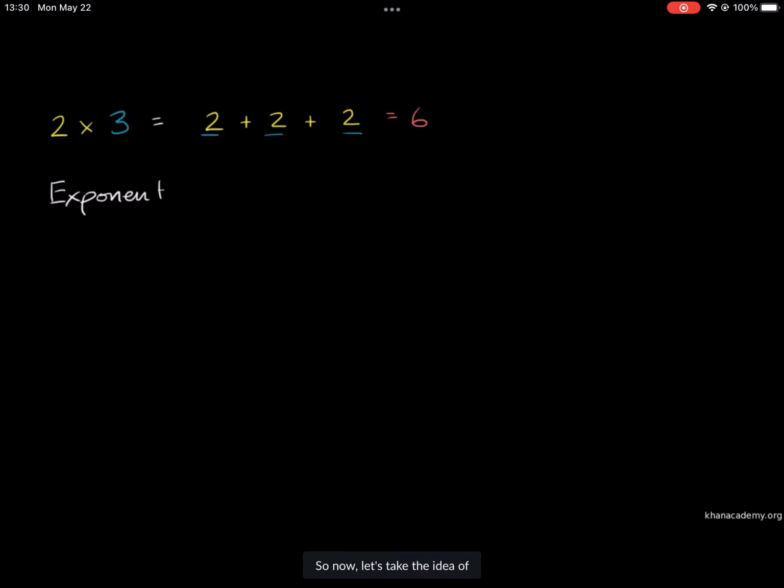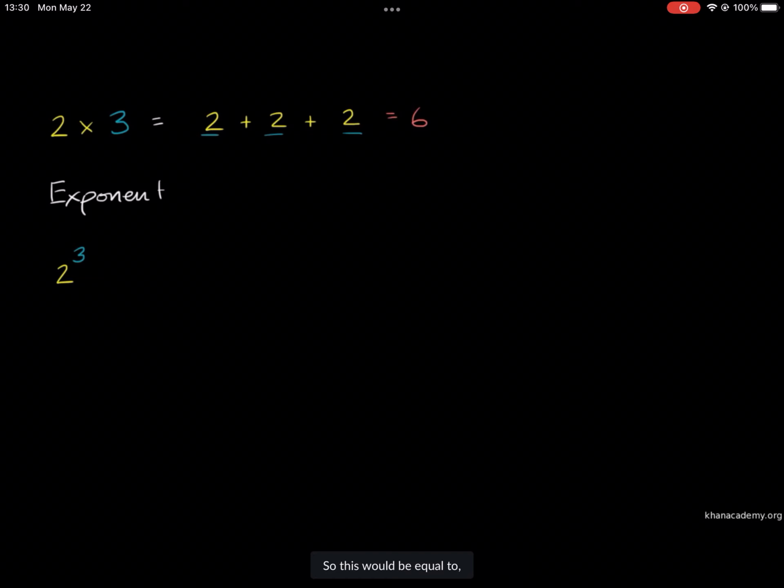So now let's take the idea of 2 to the third power, which is how we would, let me write this down in the appropriate colors. So 2 to the third power. You might be tempted to say, hey, maybe this is 2 times 3, which would be 6. But remember, I just said this is repeated multiplication. So if I have 2 to the third power, this literally means multiplying 3 2's.